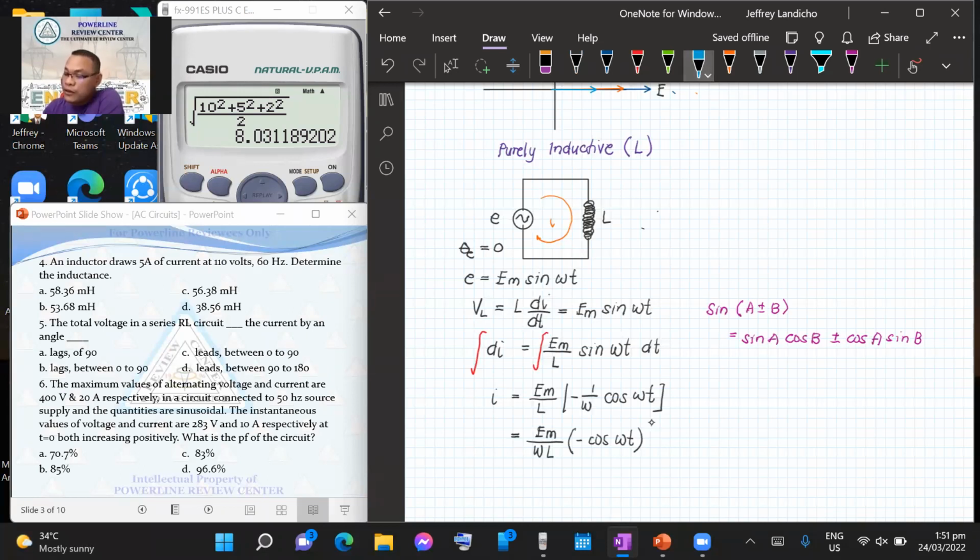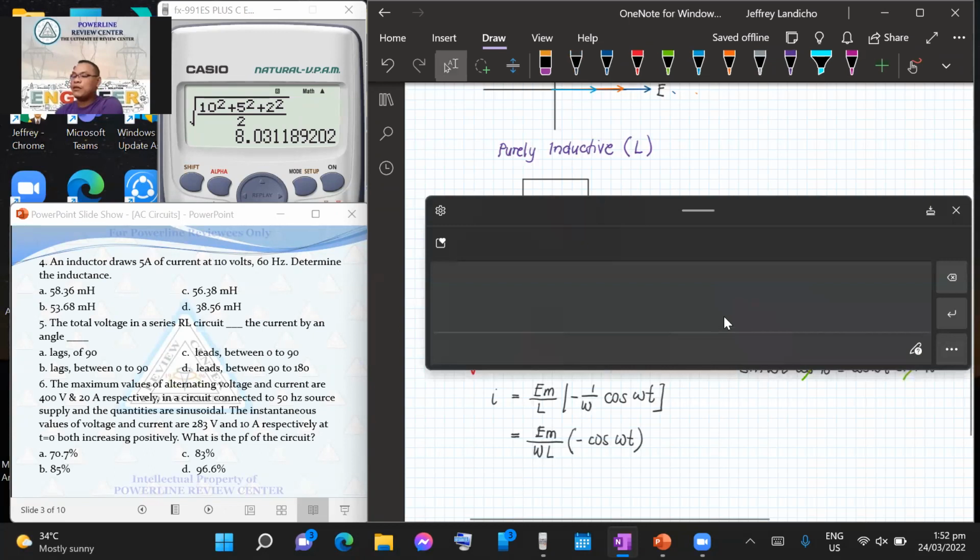Now, try to consider, if we try to represent A is the value of your omega t, and let us consider B as 90 degree, so anong lalabas sa equation? So, it would be equal kanino? Sine omega t cosine 90 plus minus, so this is cosine omega t sine 90. Now, alam natin, sine 90 is 1. Cosine 90, it is just what? 0.